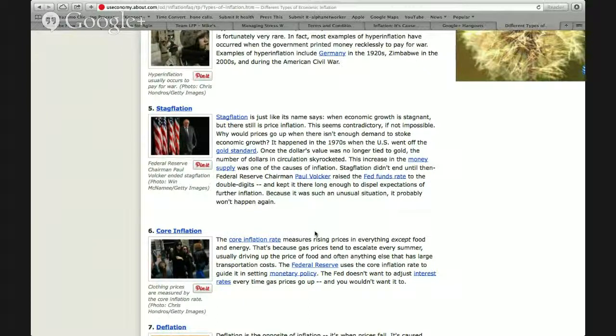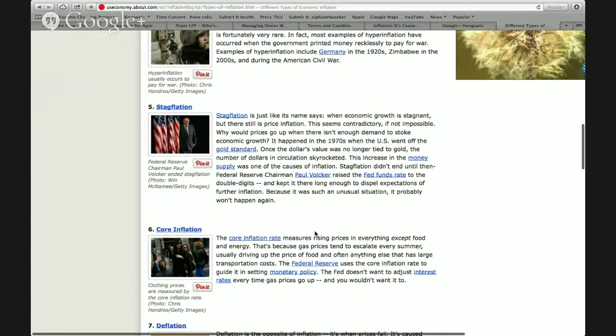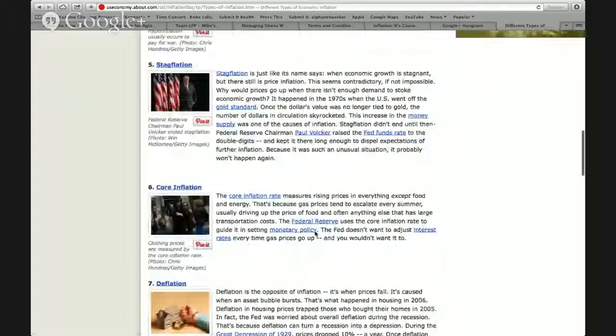Now, once the dollar's value was no longer tied to gold, and this is very, very important, the number of dollars in circulation began to skyrocket. And you see in today's world that whenever the Fed wants to put more money in the economy, what does it do? It prints more money. Well, what do you think that leads to? There's something they call core inflation.